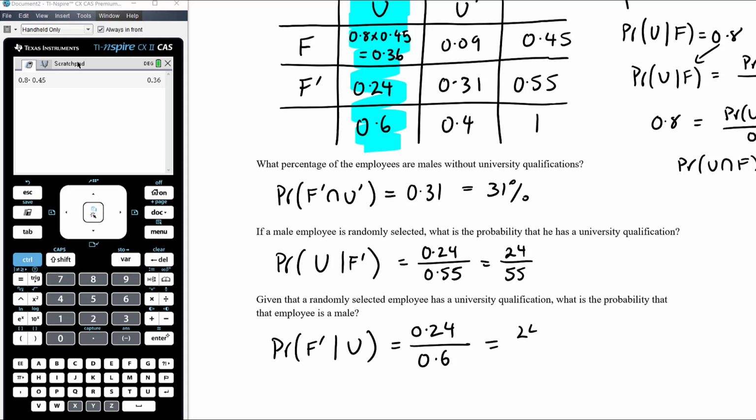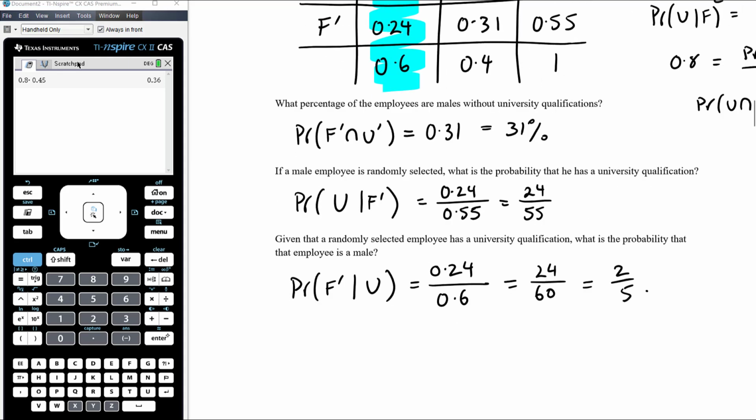So again, multiplying top and bottom by 100 here, it's 24 over 60. 4 is a common factor there, so that's 6 on 15. So 12 is a common factor there, my apologies, so 2 on 5. Or 0.4 if you prefer.